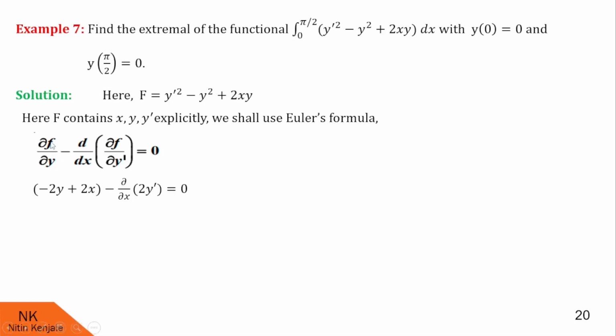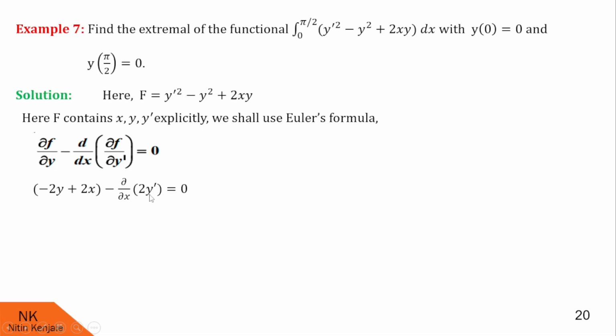Let me make you understand how these derivatives come. Here we are differentiating this f with respect to y, keeping x and y dash constant. Because y dash is constant, the derivative of y dash square is 0. The derivative of minus y square is minus 2y. The derivative of 2xy is just 2x. Now differentiating f partially with respect to y dash, keeping x and y constant. Because x and y are constant, the derivatives of these two terms are 0. The derivative of y dash square is 2y dash. This is how this equation came.